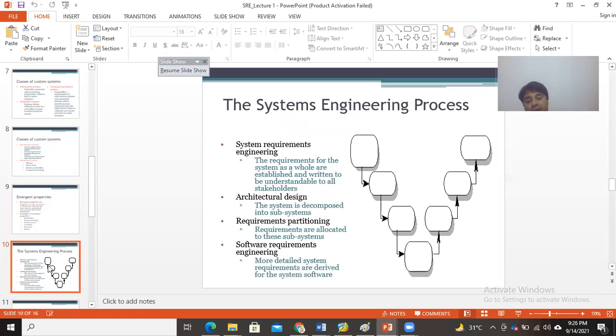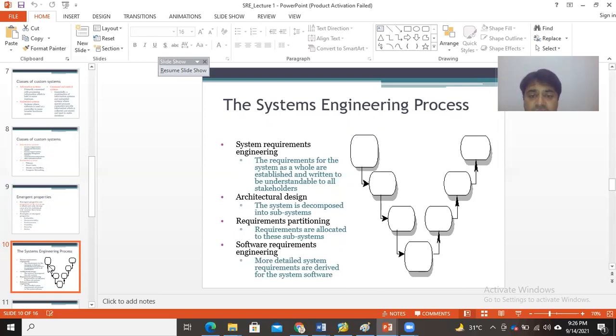Now we will discuss the system engineering process. It is very similar to the waterfall model of software engineering, but there is a difference. This is the SEP process as well. In the system engineering process, first of all, we gather the requirements of the system. The system requirements engineering process is executed first. The requirements for the system as a whole are established and written to be understandable to all stakeholders. Normally, they are written in the form of an SRS document. In the system engineering process, the first step is gathering the requirements and documenting them in the form of an SRS document or a visual document.